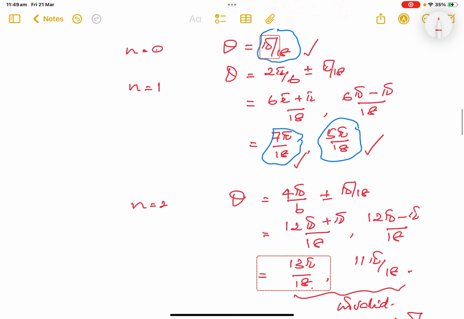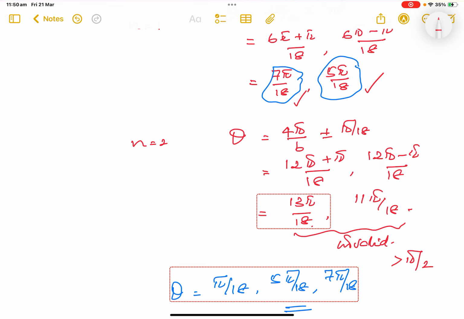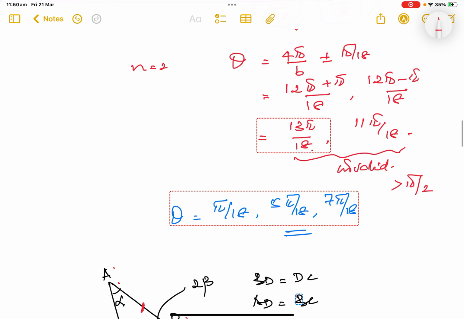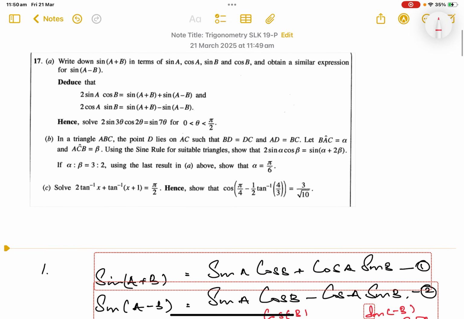And n equals 2, theta equals 4 pi over 6 plus or minus pi over 18. Then you work it out, 13 pi over 18 and 11 pi over 18, both are greater than pi by 2, therefore invalid values. So only 3 values we have for theta: theta equals pi by 18, 5 pi by 18, 7 pi over 18. Those are the 3 values we were asked to find. Yes, that's done. Second part, part B.